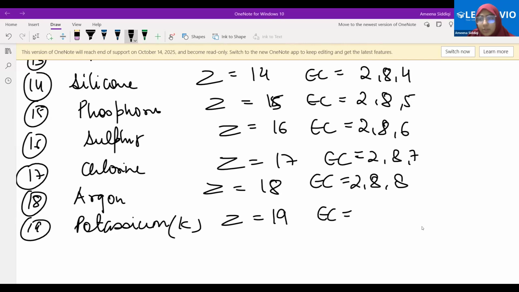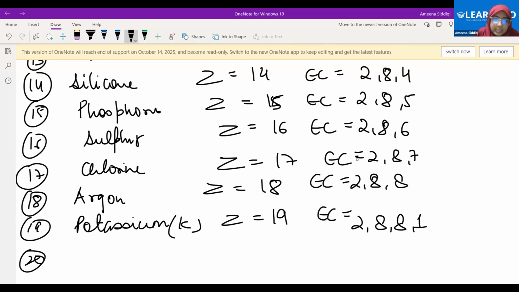For this one, it will be 2, 8, and 1. Students guess 2, 8, and 9, but the correct answer is 2, 8, 8, and 1. Excellent.